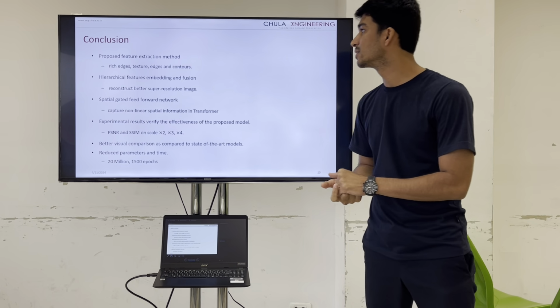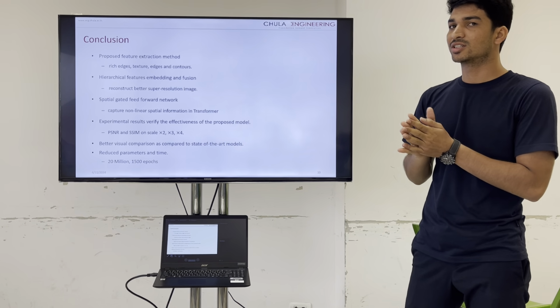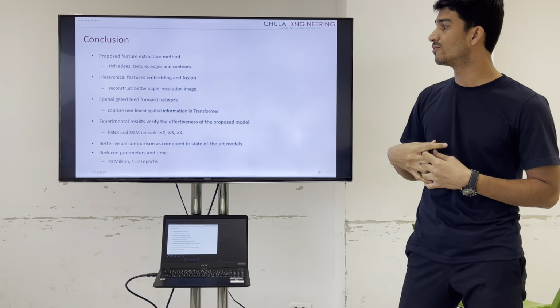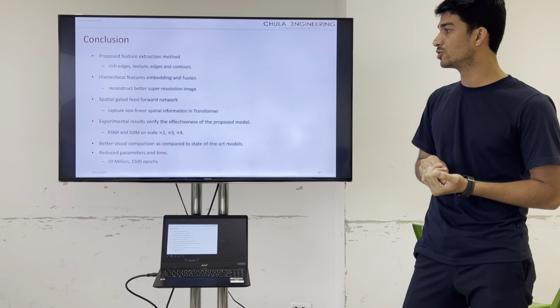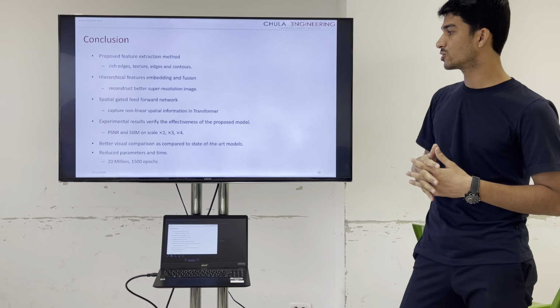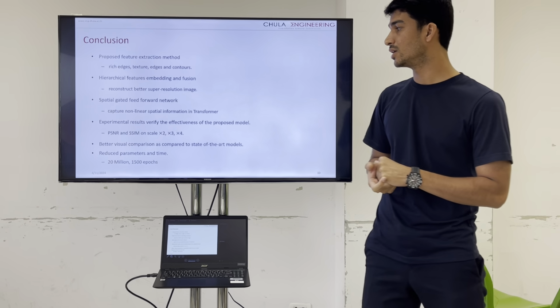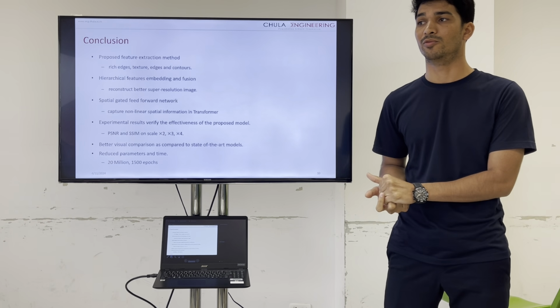And the conclusion is feature extraction: we get the rich texture, edge, contrast, and hierarchical features, and it constructs a good super resolution image, also on the scale factors of 2, 3, and 4, and we can see from the quantitative and qualitative results that our model performs well.